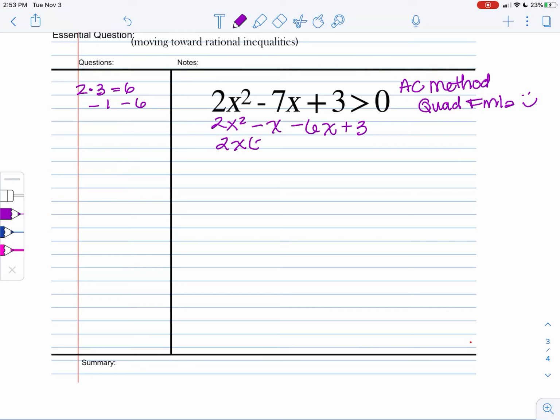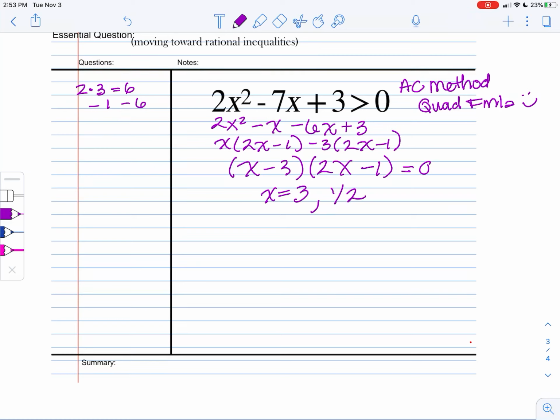I can factor an x and I get x minus, nope, I can't factor a 2x. Whoops, just an x. I can factor out an x. I'm left with 2x minus 1. I can factor out a negative 3, and I'm left with 2x minus 1. And then my factors, remember, I'm just pretending for now it's a 0. My zeros are these.